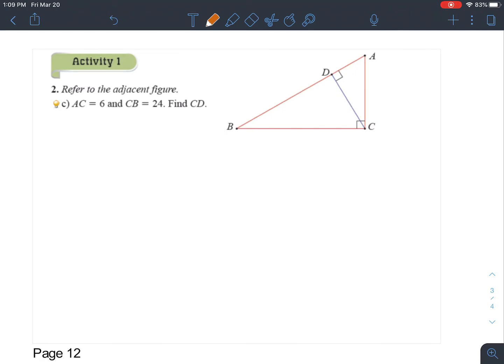Okay, so this time we have AC is 6, CB is 24, and we are supposed to find CD, so we're going to call that one X. So I'm looking at this, and you know what? I'm actually a little stuck. I have to apologize for that. Give me 1 second. I'm going to go double check on this.